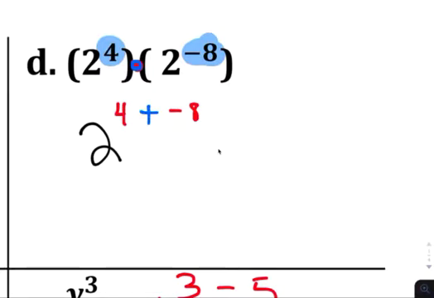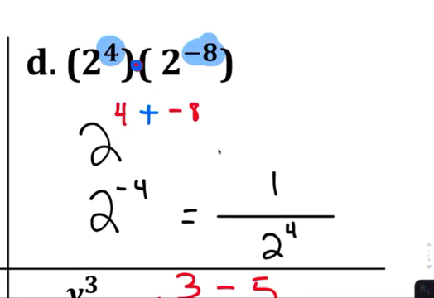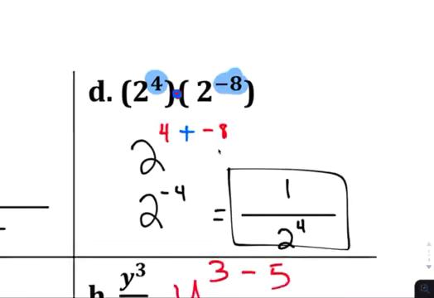So the base stays the 2, and the exponent now is a negative 4. Because it's a negative 4 exponent, it can be written as a fraction of 1 over 2 to the 4th power. And that's your answer.